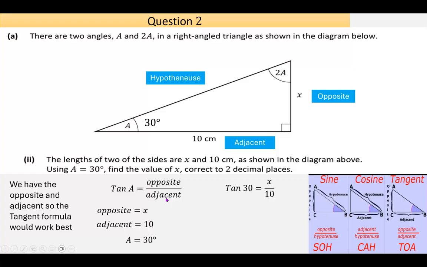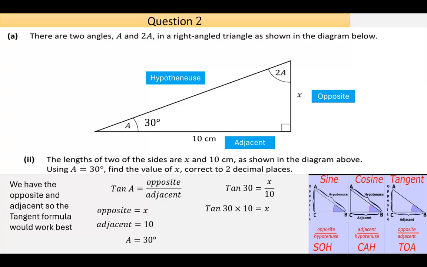Okay, so I know that A is 30. I know that adjacent is 10. And now all I have to do is use algebra to simplify this into my answer. And I see here that the 10 is divided on the right. So when it moves across, it's going to become the opposite, which is multiplied.